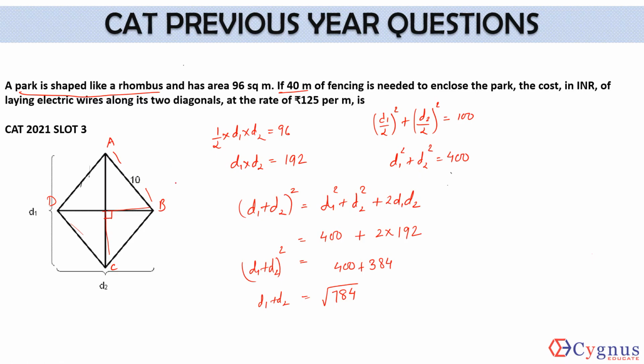And square root of 784 would be how much? It will be equal to 28. Yes, sir. Now what's the next part?